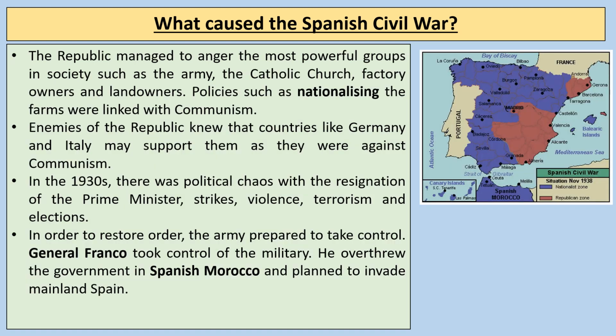So the Republic managed to anger the most powerful groups in society, such as the army, the Catholic Church, factory owners and landowners. Policies such as nationalising the farms were linked with communism. So enemies of the Republic knew that countries like Germany and Italy may support them as they were against communism as well. Now, in the 1930s, there was political chaos with the resignation of the Prime Minister, there were strikes, there was violence, terrorism and elections. So in order to restore order, the army prepared to take control of Spain. Now, General Franco was one of the military generals and he took control of the military. He overthrew the government of Spanish Morocco and he planned to invade mainland Spain.